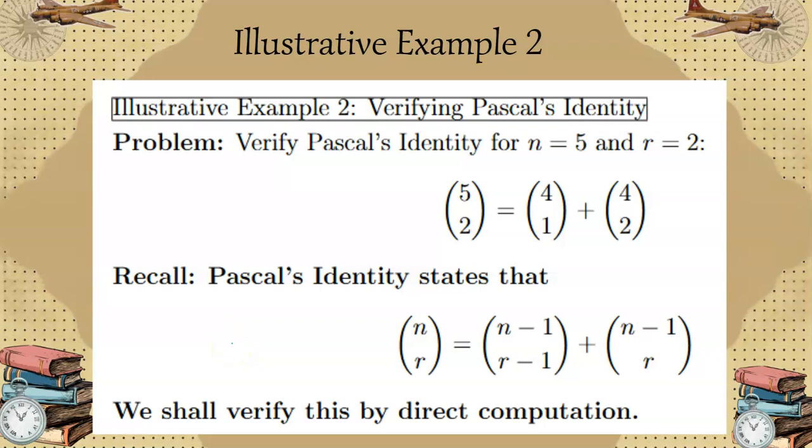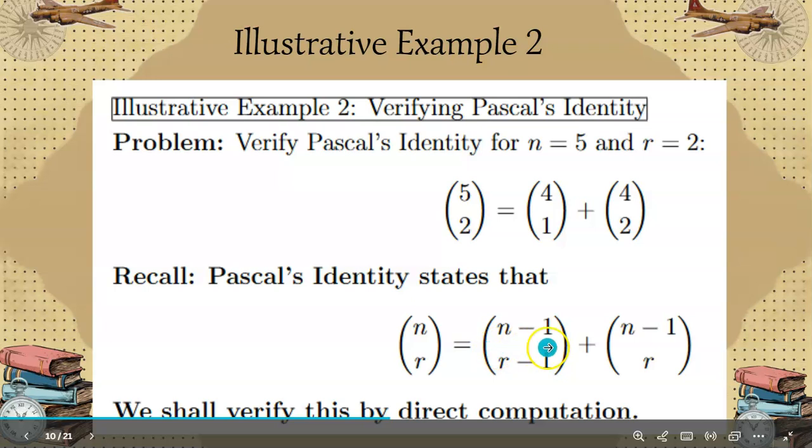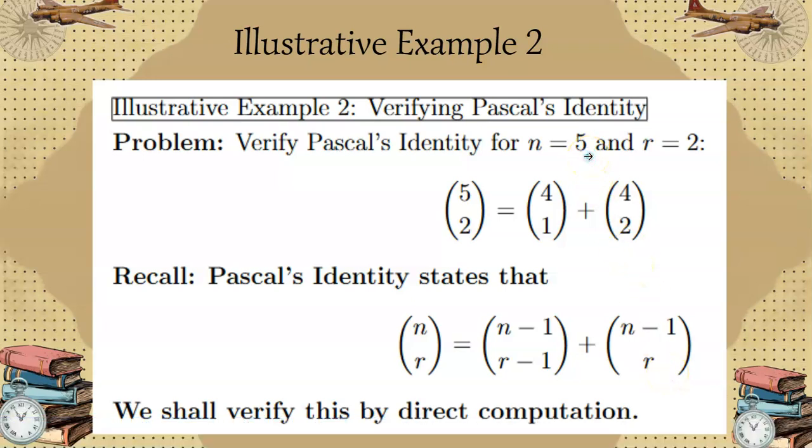Now for example number 2, we are going to verify Pascal's identity. So the problem here: verify Pascal's identity for n equal to 5 and r equal to 2. So recall, Pascal's identity states that n choose r is equal to (n minus 1) choose (r minus 1) plus (n minus 1) choose r. So we substitute n with 5 and r with 2. So we have 5 choose 2 is equal to 4 choose 1 plus 4 choose 2.